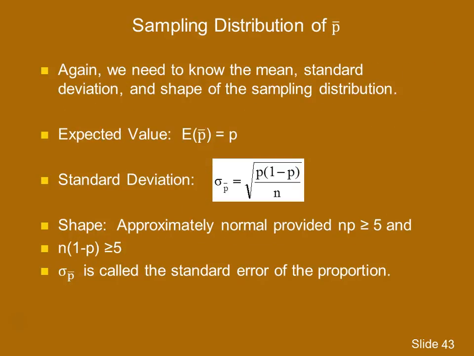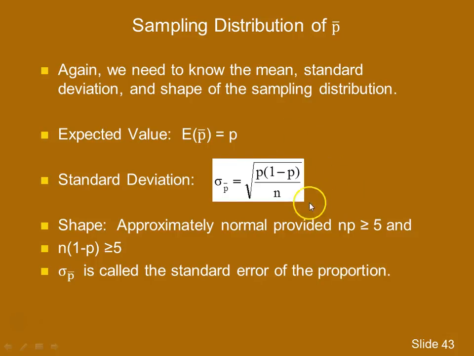As always, we need to know three things about a sampling distribution. We want to know something about its mean, its standard deviation, and its shape. It turns out that the expected value, or the mean, of p-bar is exactly the same as the population proportion p. This might seem a little bit familiar from going over the distribution of x-bar, the sample mean. Remember there we argued that if you averaged all the sample means, you get the same value as the population mean. Well, this is fairly similar. It basically says if you averaged all the sample proportions, you get the population proportion.